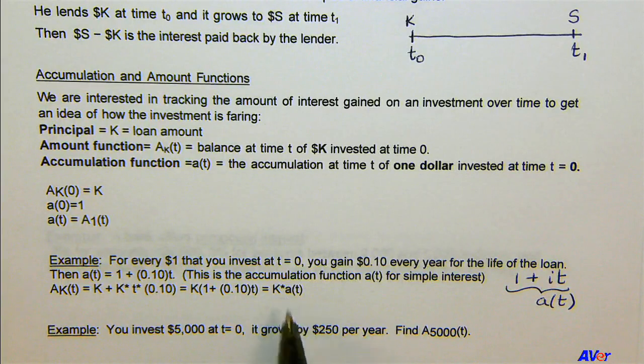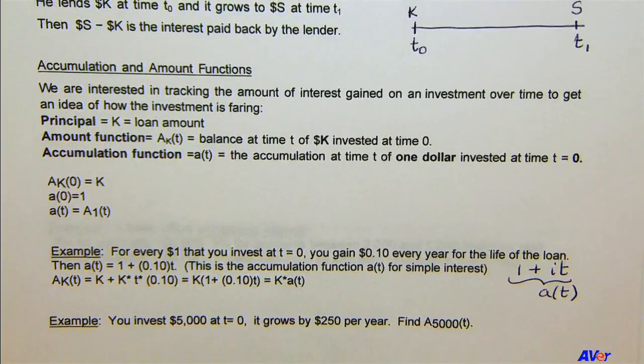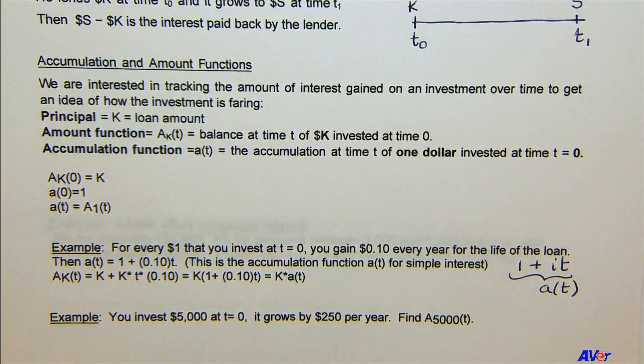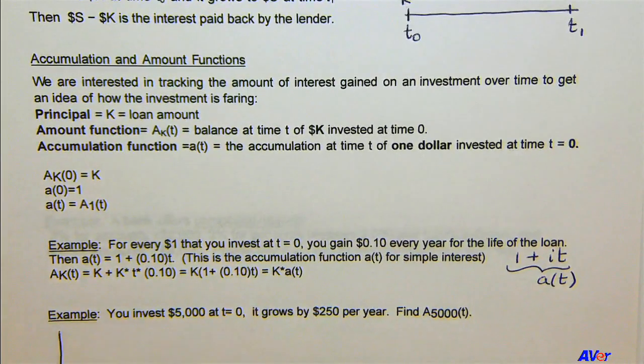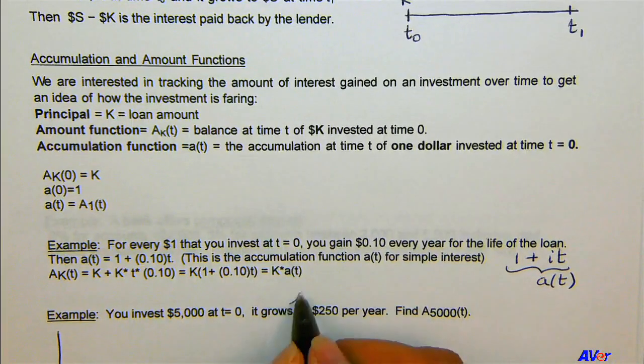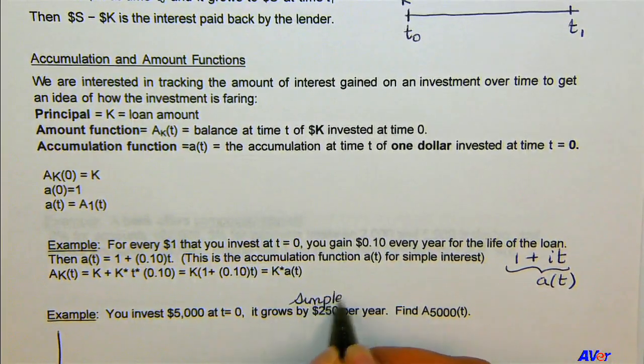Let's look at the next one. You invest $5,000 at T equals 0. It grows by $250 per year. Find A 5,000 of T. Let's draw it too. This is simple interest, right? Because it grows by a fixed amount per year. Every year it only gains $250, so I can see that this is simple interest. This is going to be a linear function.